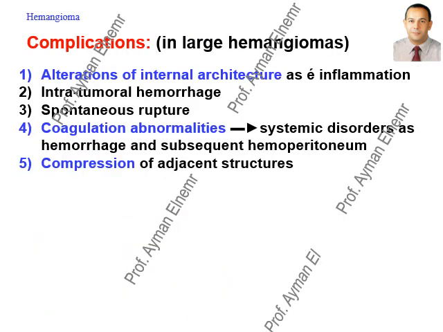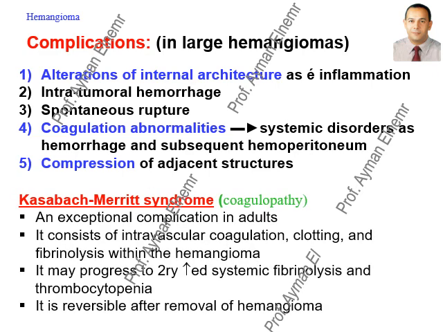Complications are mostly observed in large hemangiomas and can be divided into alterations of the internal architecture, such as inflammation, intratumoral hemorrhage, spontaneous rupture, coagulation abnormalities, which can lead to systemic disorders such as hemorrhage and subsequent hemoperitoneum. Compression of adjacent structures. Kasabach-Merritt syndrome is an exceptional complication of hepatic hemangioma in adults.